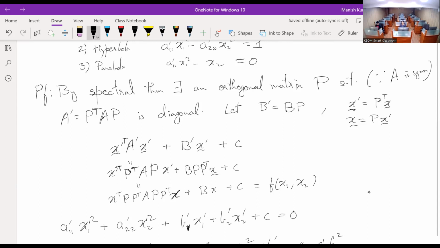What is P P transpose? It is identity, right? Because P is an orthogonal matrix. So this becomes bx, and what does this become? Again, you have to substitute P transpose. So this will become identity. So you'll get x transpose A x plus bx plus c, which is the same as F(x1, x2).